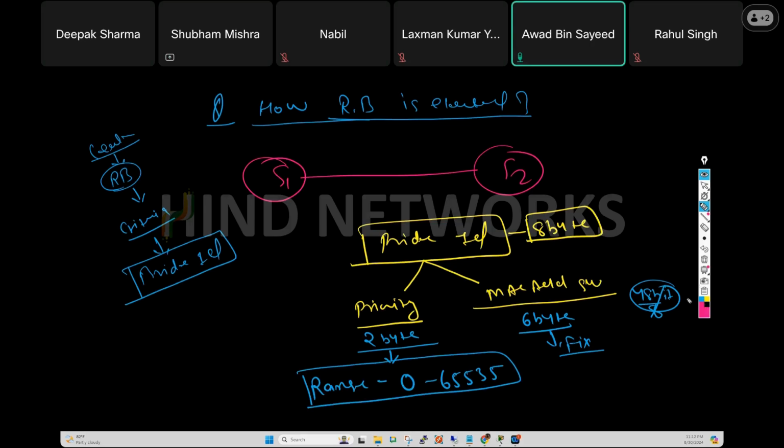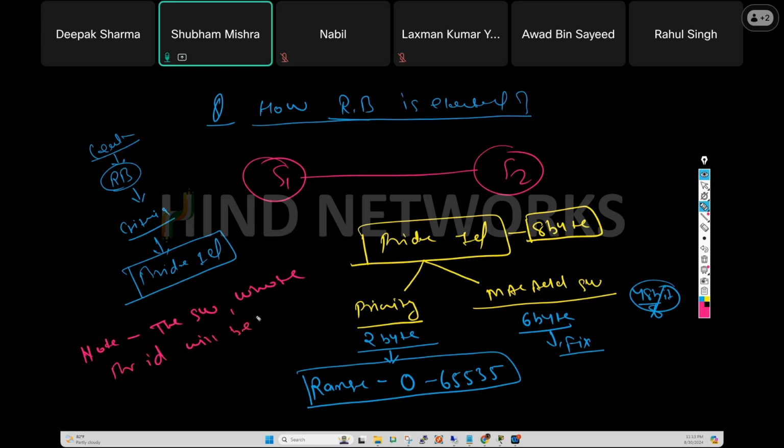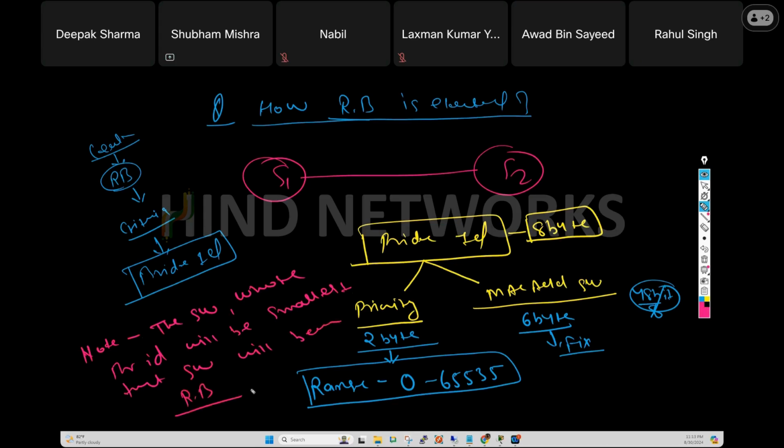Now, after that, please write down one line. The switch whose bridge ID is the smallest, that switch will become the root bridge. Understand, everyone?